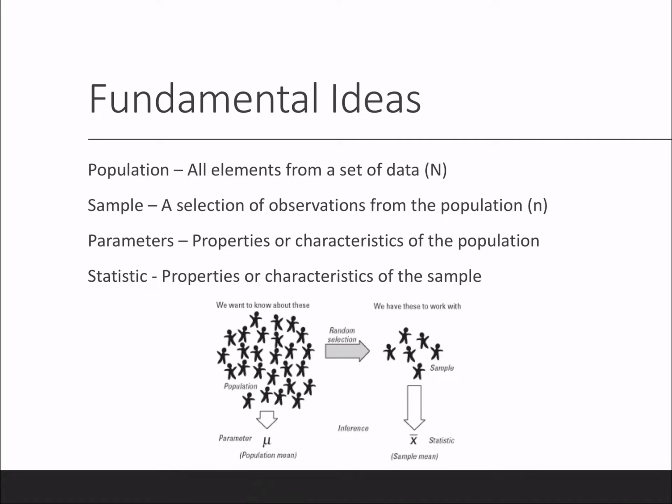Now, parameter is a property or characteristic of the population. A statistic is a property or characteristic of the sample. So ideally, parameters should be approximated by the statistic. So statistic should match what the parameter is. That means that we're doing a good job and we're doing good science.